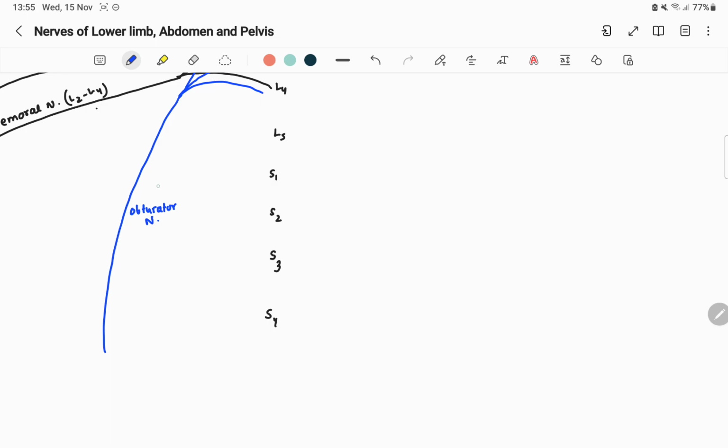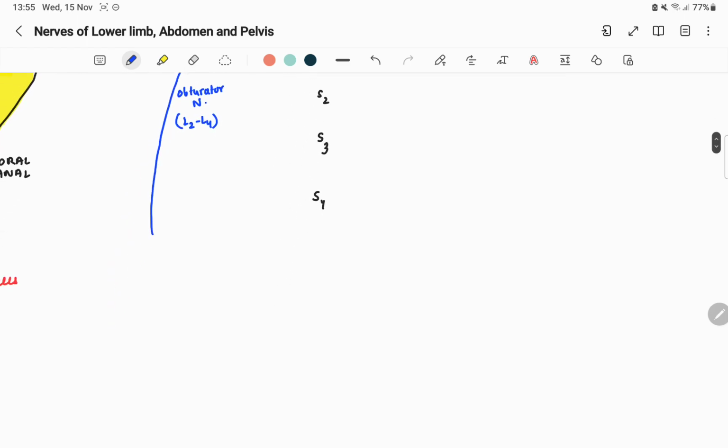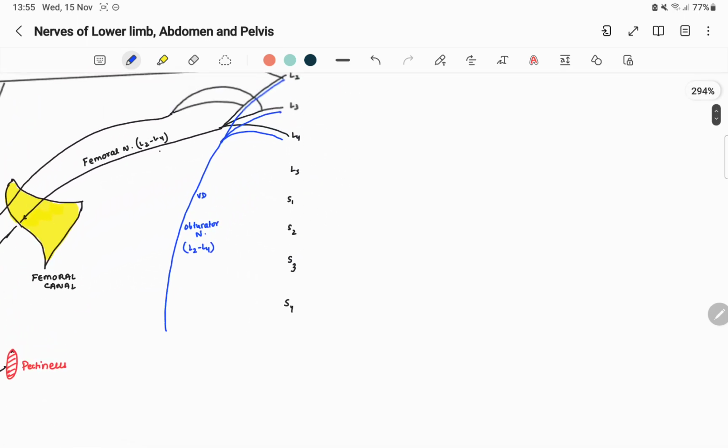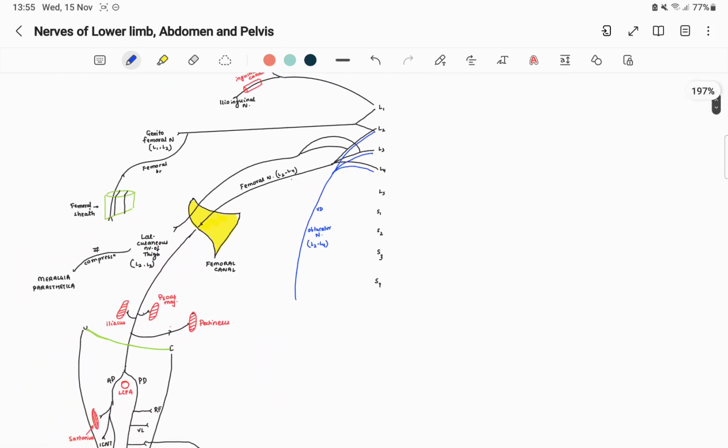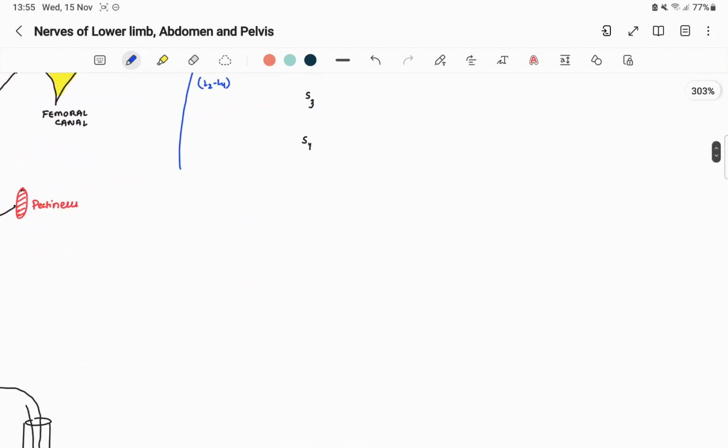Nerve, which rises from the ventral division. So I'm drawing it with blue. The root value is the same, L2 to L4: the ventral division of the ventral primary rami of L2, L3 and L4 segments. This is the obturator nerve. So what is the course of the obturator nerve?